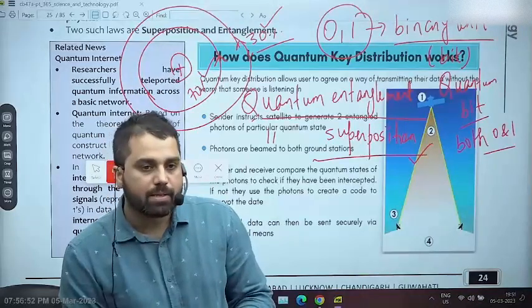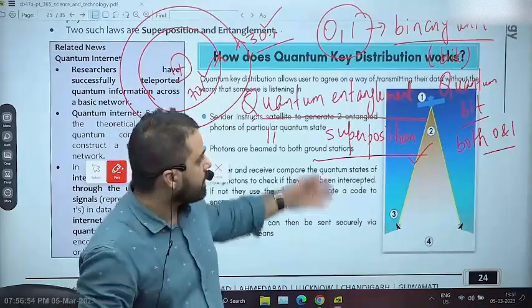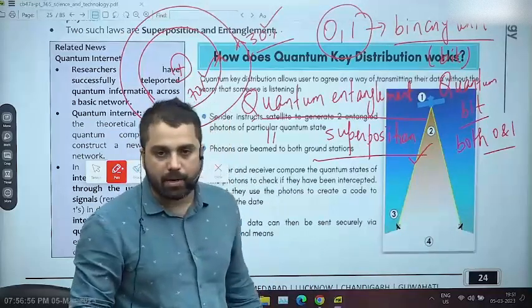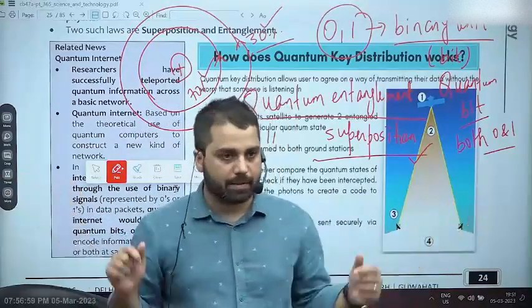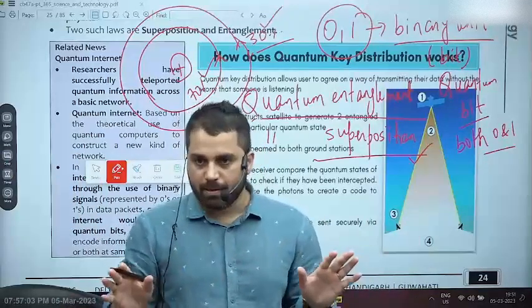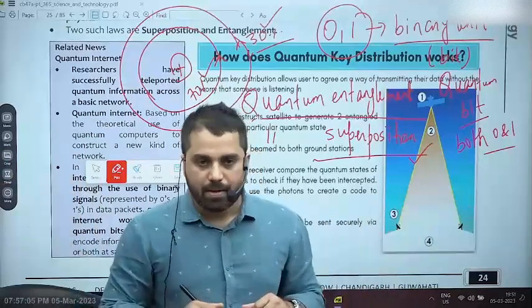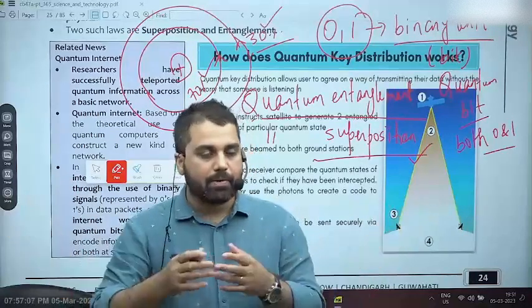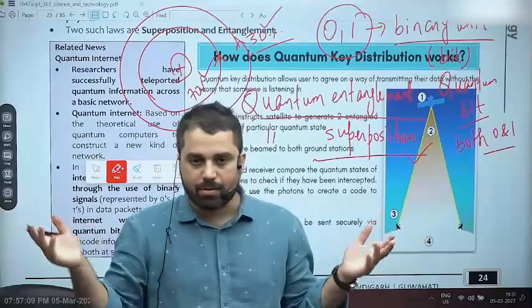We can use this concept of quantum entanglement for communication. In communication, I have a sender and a receiver. The sender and receiver do not want any eavesdropper to listen to their conversation. So they can send a pair of entangled particles such as photons or electrons.